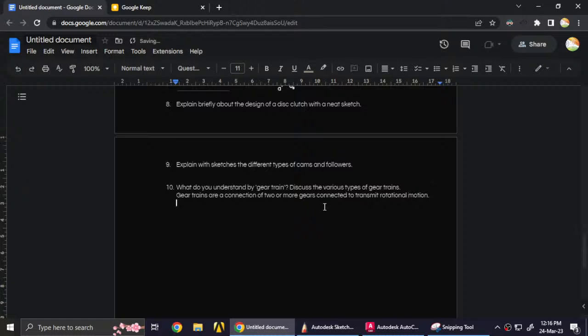Okay, so that's the gear train. Various types of gear trains: simple gear trains, compound gear trains, reverted gear trains, and then epicyclic gear trains.